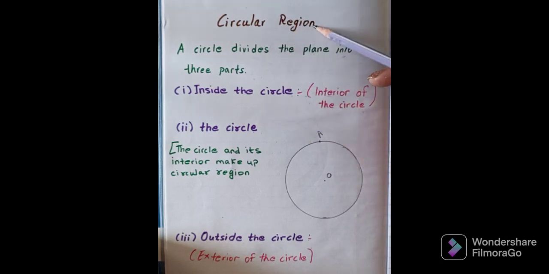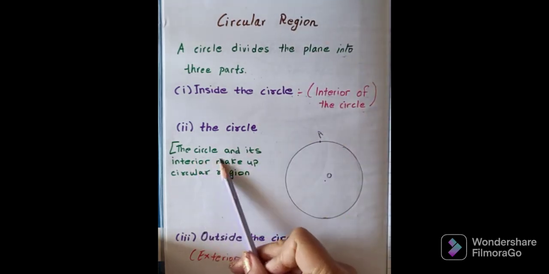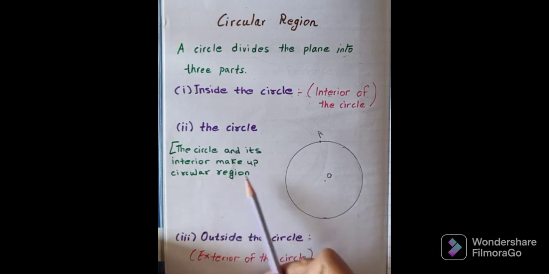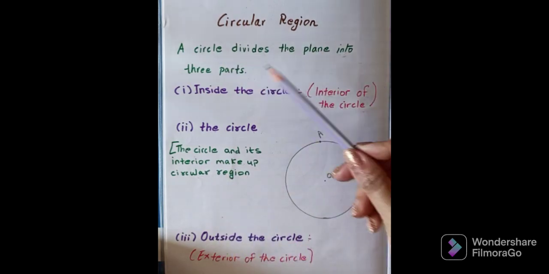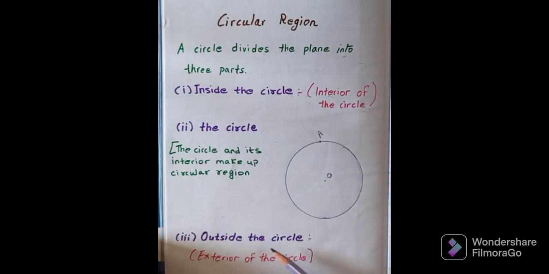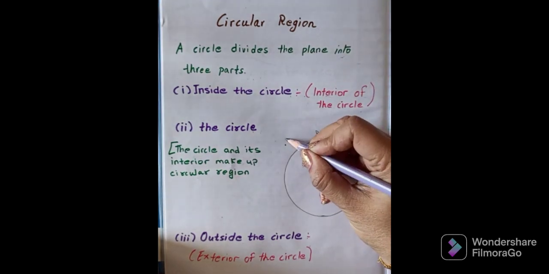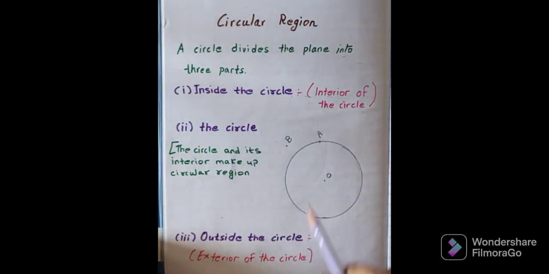So this is a circular region. You can note here the circle and its interior make up the circular region. However, a circle divides the plane into three parts. So the third part is outside the circle, which is also called the exterior of the circle. So let's say if I take point B here, B is in the exterior of the circle, so it is the outside of the circle.